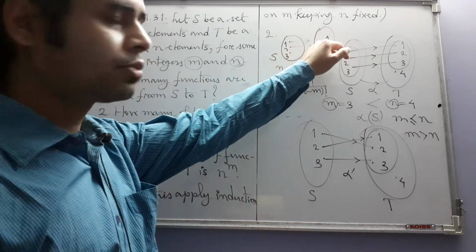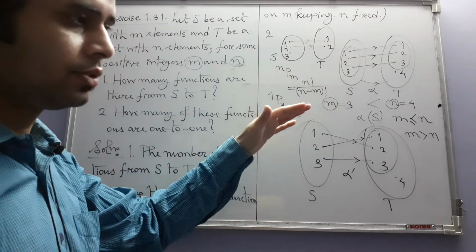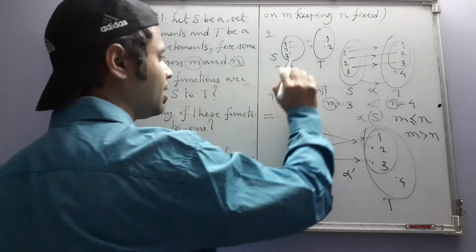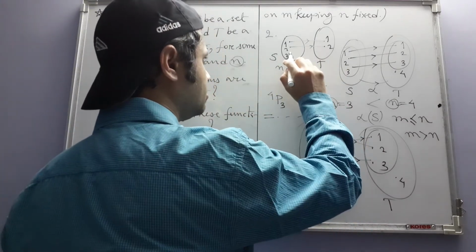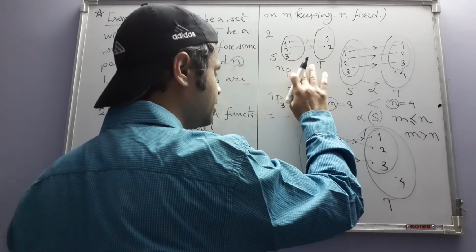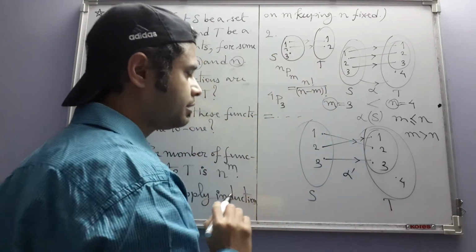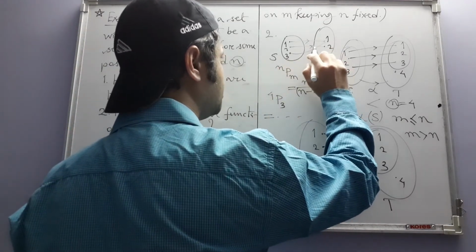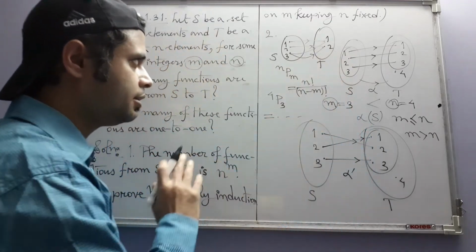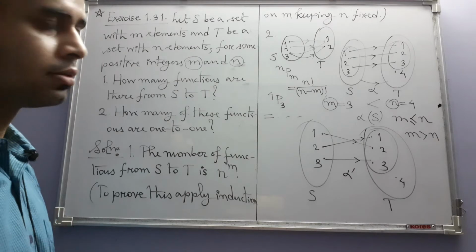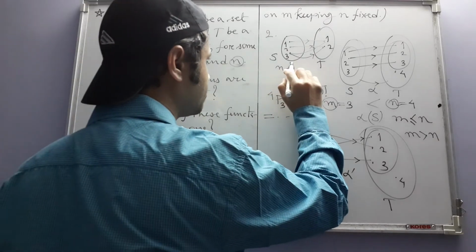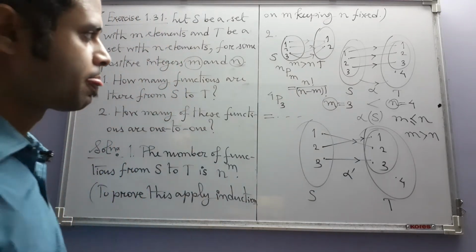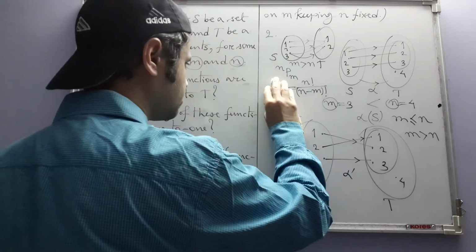You cannot choose the image of 2 to be 1 because you want the images to be distinct. For distinct inputs, the outputs should be distinct. But then you have run out of outputs. Now, because you want to define a function, this input must have some image, and that image can be either 1 or 2. In any case, you don't get a one-to-one function. So if m is greater than n, then the number of one-to-one functions is 0. So let us now write these observations.